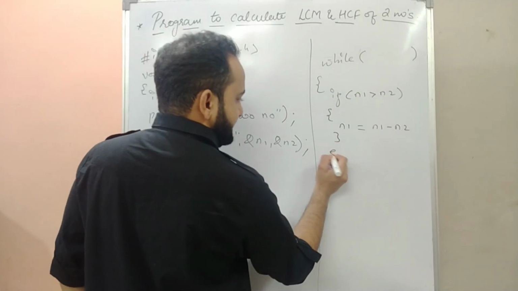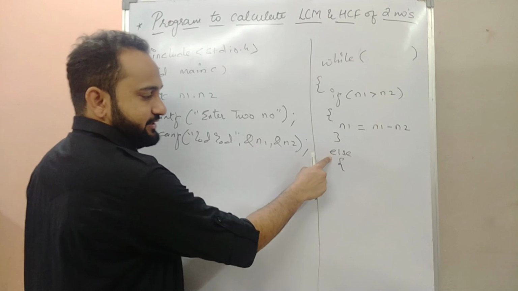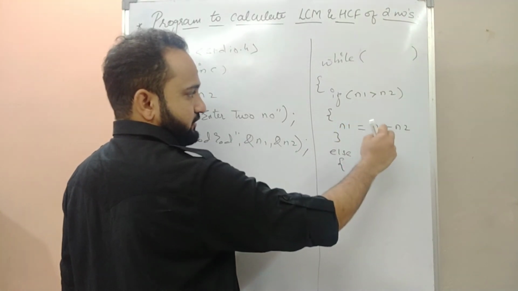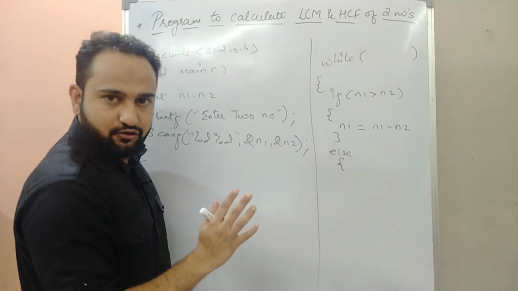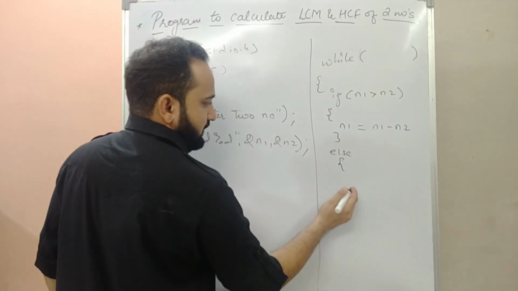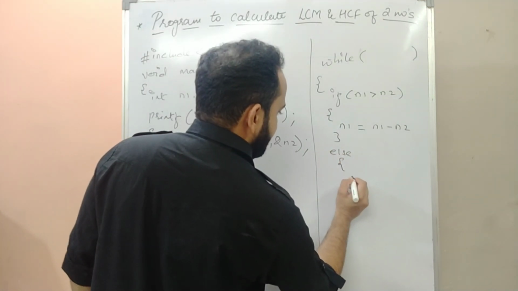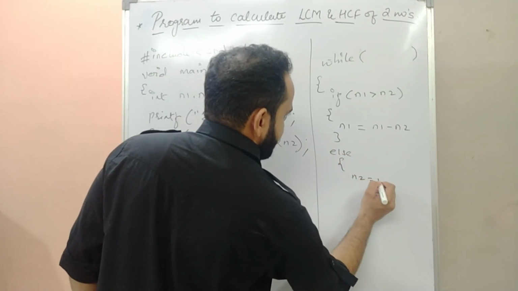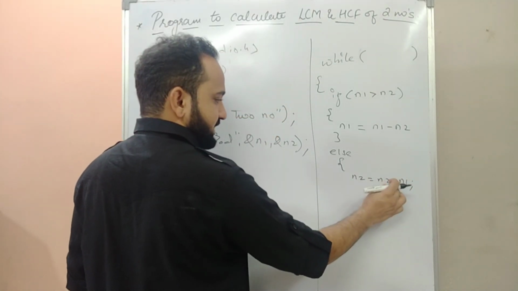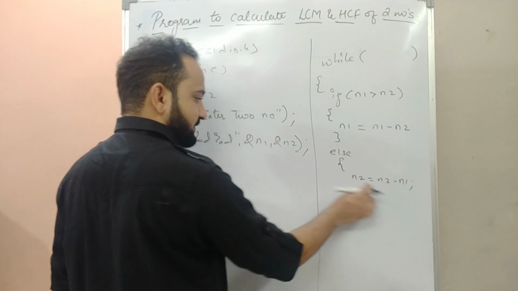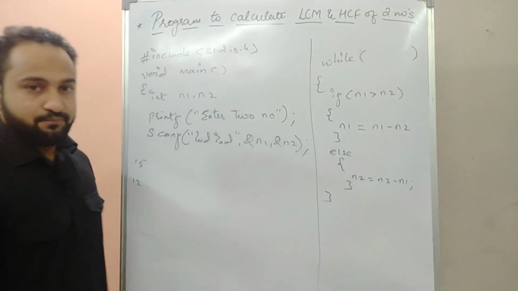Okay. Else we have to write. When will it go into else? If this condition is false. When this condition is false, it means n2 is greater than n1. I hope you're getting it. We don't have to take else if again; we will directly write it in the else statement. Else n2 equals what? n2 minus n1. Because n2 is greater, we will subtract n1 from n2 and put the value into n2 again, right? That's the operation we have to do.